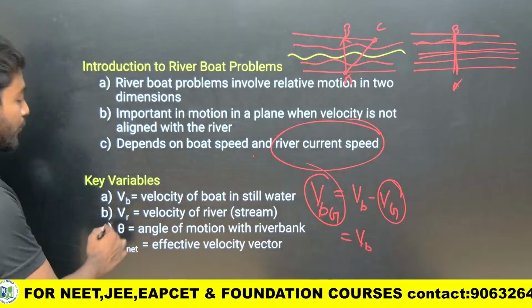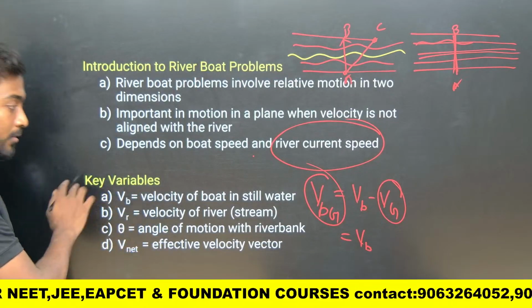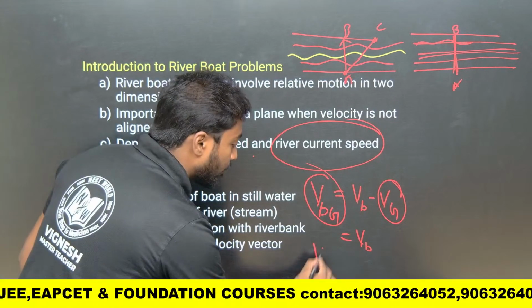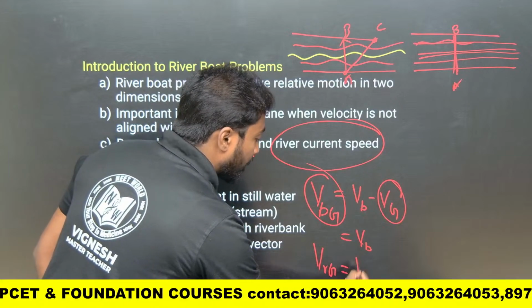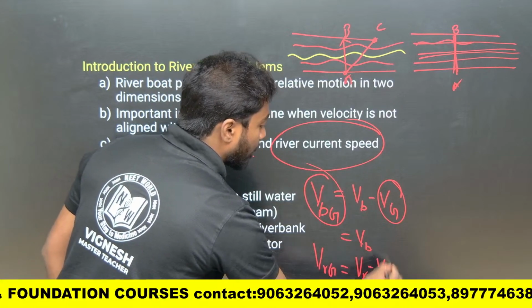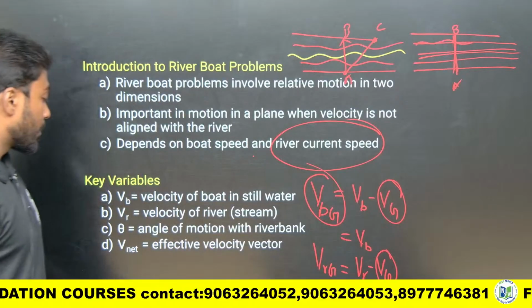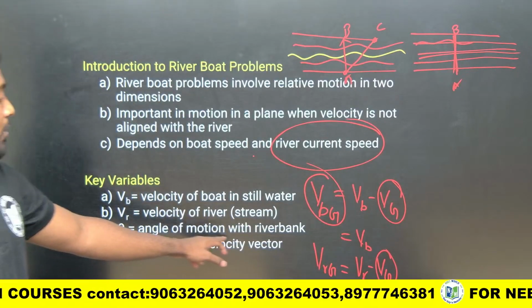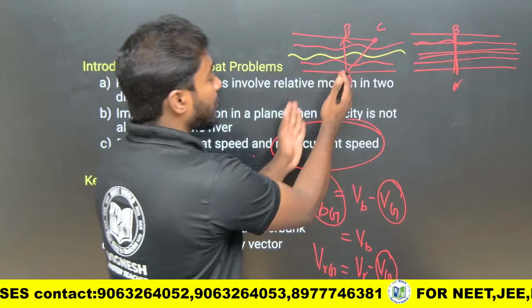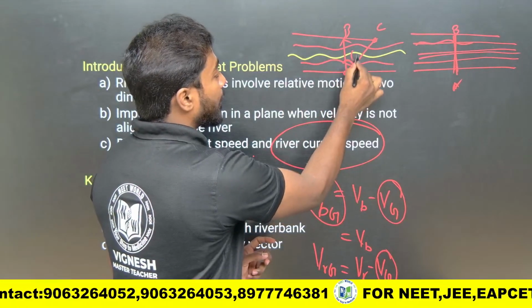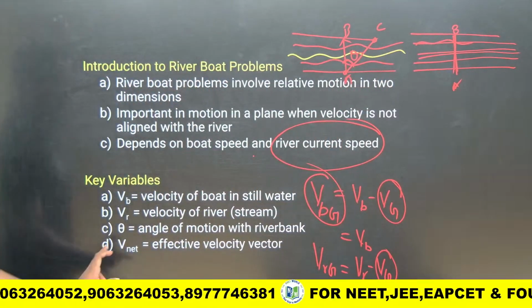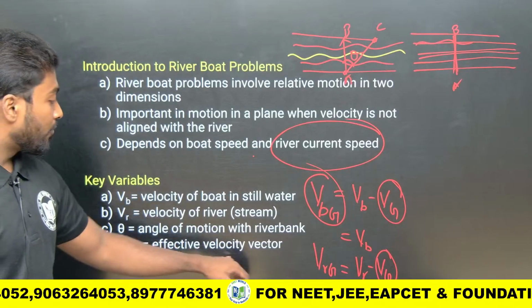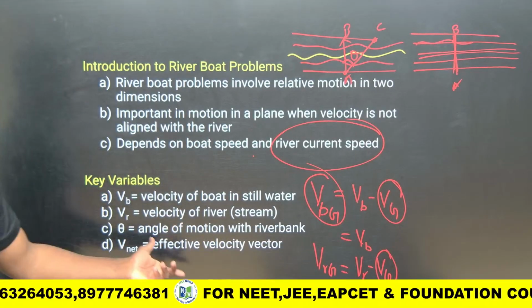Next thing, velocity of river is VR. This also can be written in terms of VRG, which is nothing but velocity of river minus velocity of ground. Velocity of ground is 0. Okay. Next, theta is the angle of motion with the river bank. If I see here, there is some angle made here. That's what they have mentioned. Okay. So V net, effective velocity vector. This one we will discuss.